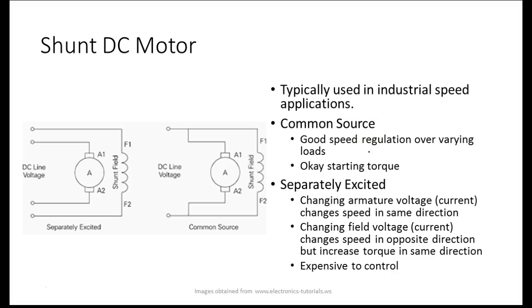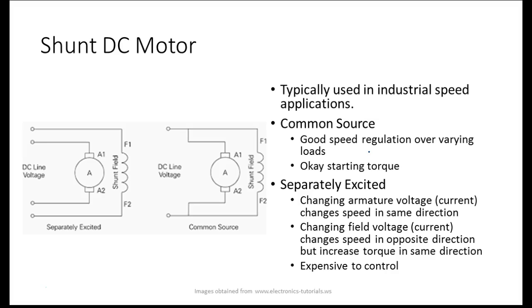So here's a shunt motor. This is what we call a separately excited motor. Typically used in industrial speed applications, a common source has good speed regulation over varying loads. It's got a pretty good starting point. Separately excited, what can we do with it? If I change the armature voltage, it's going to change the speed. If I change the field voltage, it's going to change the torque.